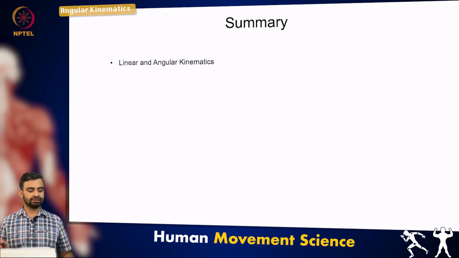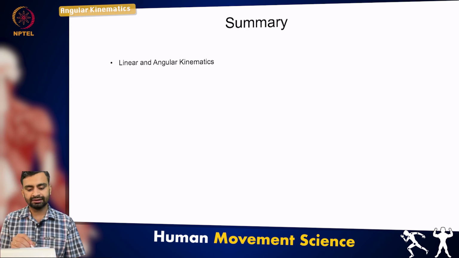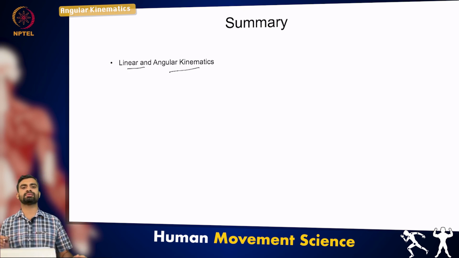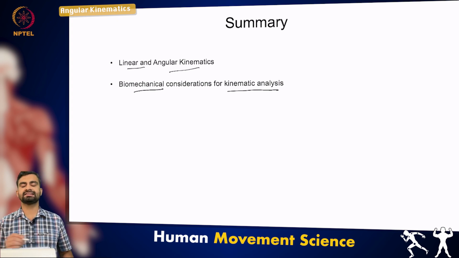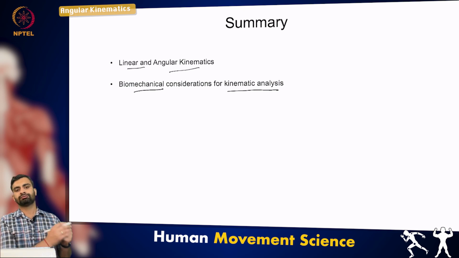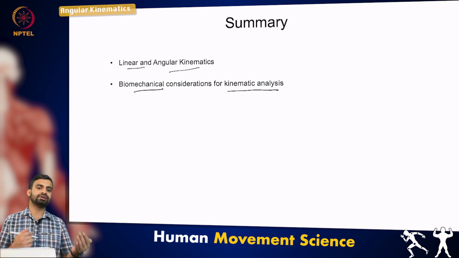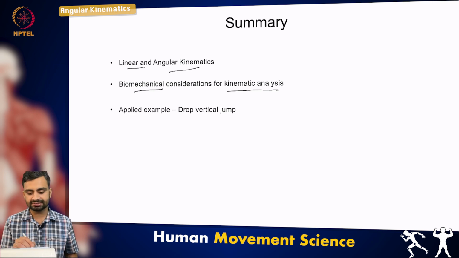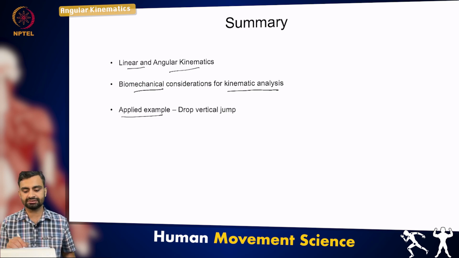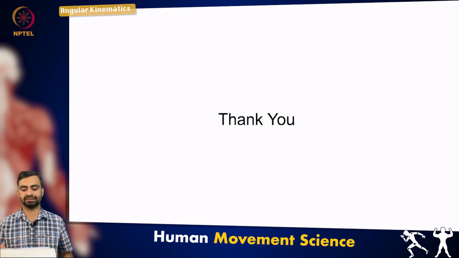So in summary, in this particular section we looked at linear and angular kinematics and the various methods to find them, followed by the biomechanical considerations while performing a kinematic analysis, like how you look at the different time points while a movement or activity is being performed, and then how we can calculate linear and angular parameters for them. And then we discussed this linear as well as angular kinematics using an example of drop vertical jump.